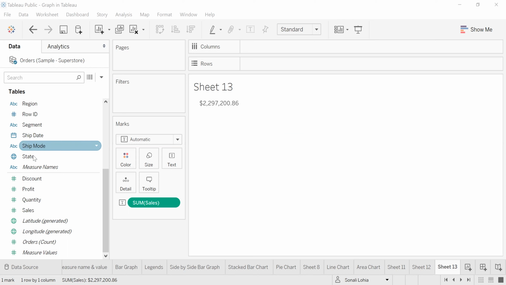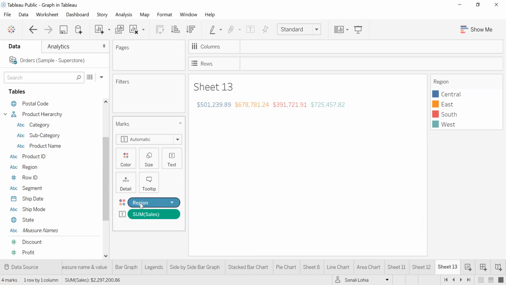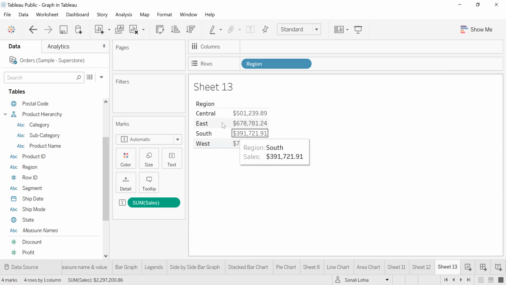The other thing is, let's suppose I bring a column here, a region column maybe, and I put it on the color shelf or row shelf. Now you see the data is again breaking up. I'm bringing a dimension to define the granularity, so the data is at the region level right now. It starts breaking up with each member present in the region column and showing the value here. So right now the granularity of the data is at the region level.